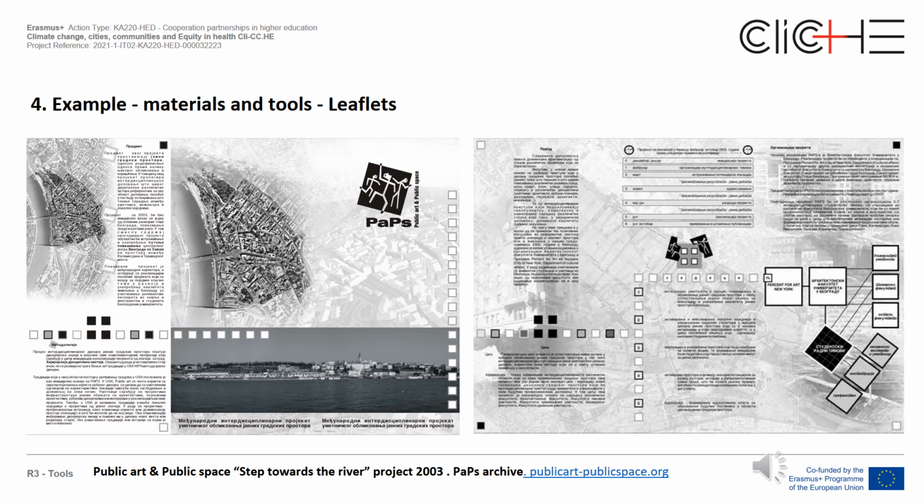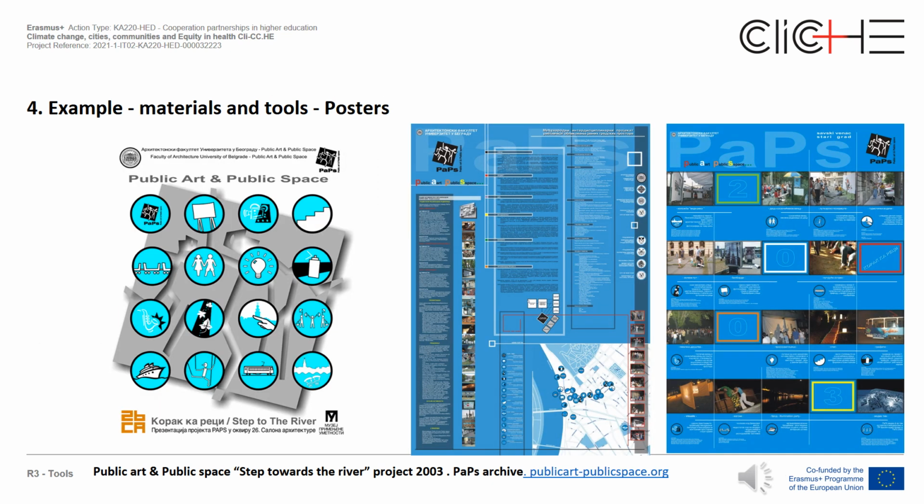Leaflets were also used to provide information about the project in more detail and were distributed in public spaces and in public institutions. Posters were in addition used afterwards in order to inform the broad public as well as experts in the field of architecture and urbanism about the concept and delivery of the Step Towards the River project. They were displayed in public institutions as well as in architectural and urban planning and design professional annual exhibitions.